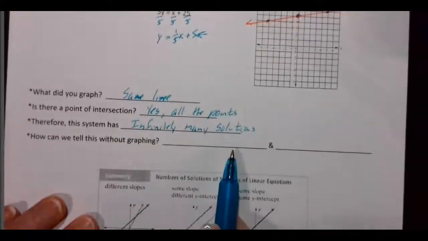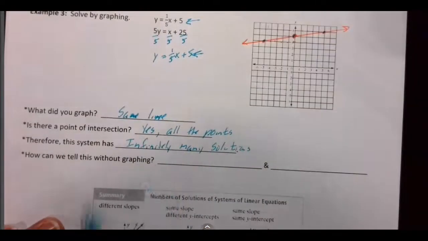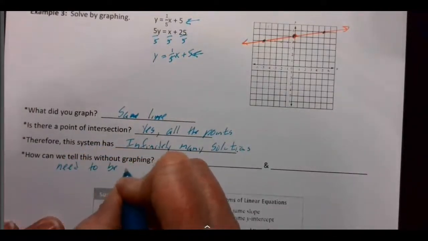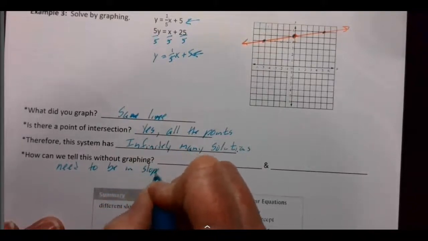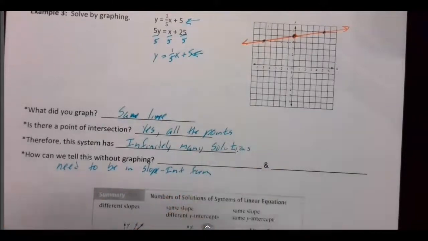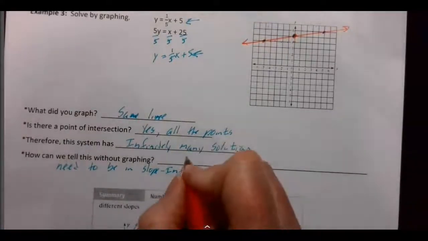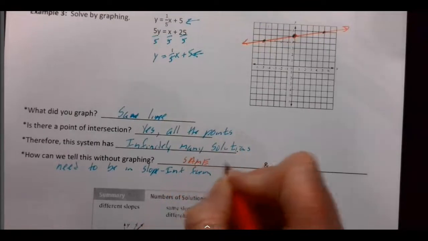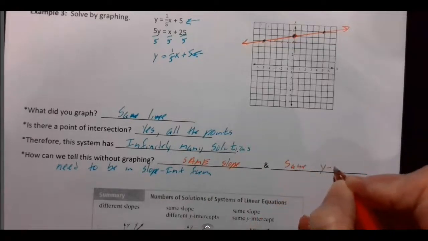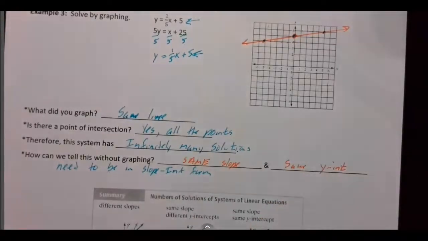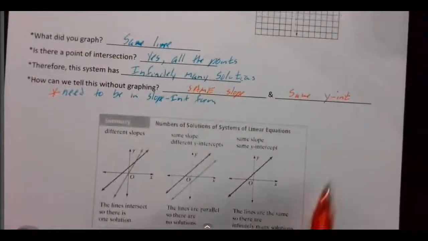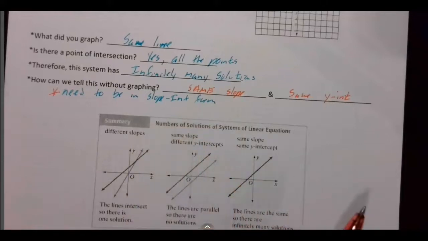How can we tell this without graphing? Okay, well look, once we get them into slope-intercept form, they need to be in slope-intercept form. Once we have them in slope-intercept form, they're going to have the same slope and the same y-intercept. In other words, they're going to be the same line. So this is crucial. You have to get them into the same form. Now this just tells you very quickly what's happening.